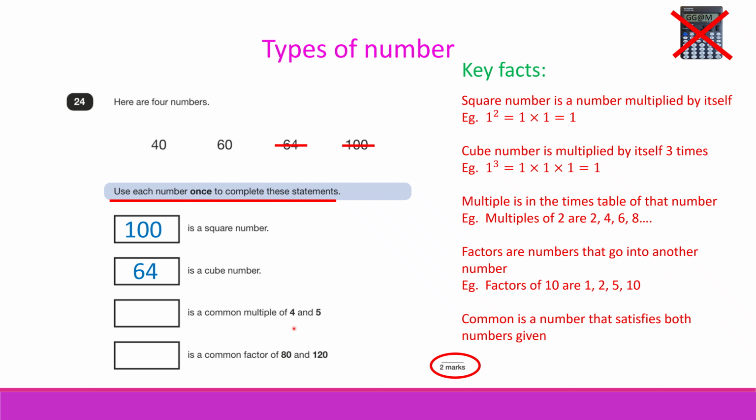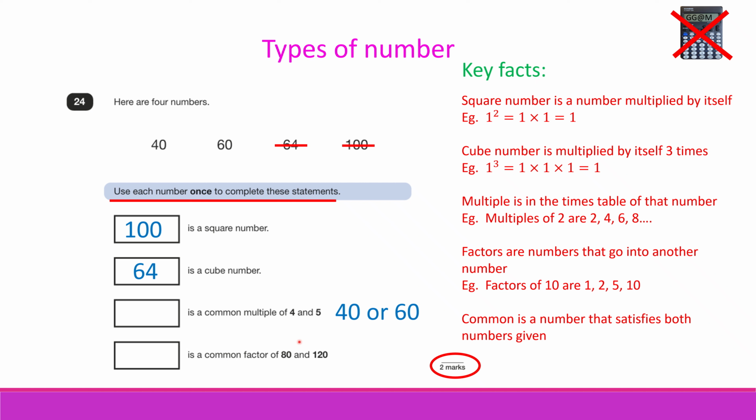And 5 times 12 is 60. And 4 times 15 is 60. Therefore, they can both be this question. Same as these 2 questions here. So, now we have to work out is a common factor of 80 and 120 in order to work out is a common multiple of 4 and 5.